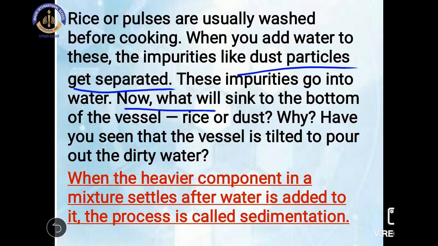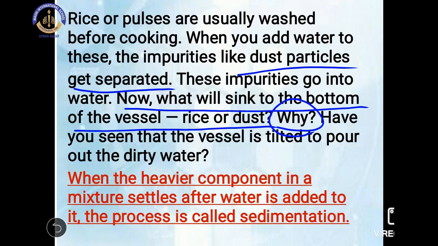So now what will sink to the bottom of the vessel, rice or dust? Rice. So why will rice sink to the bottom of the vessel? Because the density of the rice is higher than water. Here the medium we take is water. That's why rice will settle down in water, while dust, which has low weight and less density than water, remains on the surface of the water. That's why it doesn't sink, it floats, and rice will sink.